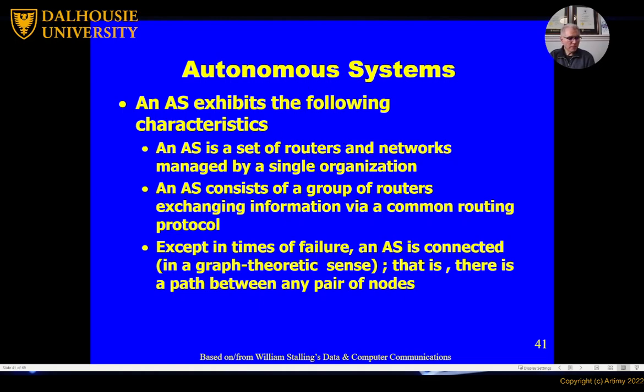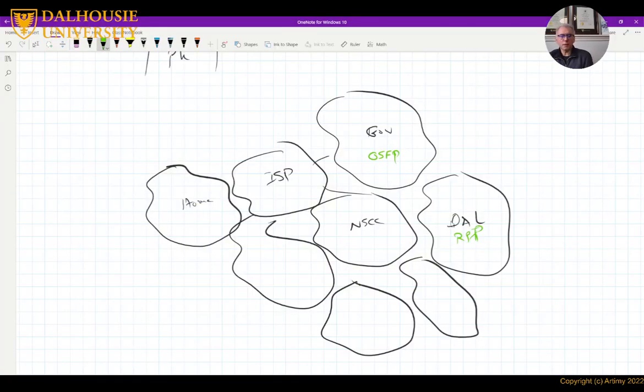Each one of these networks that fall under a different administration, we call an autonomous system, which is simply a network, doesn't matter how big, that falls under one administrator. So the Dalhousie network is under one administrator, the Nova Scotia government network is a different administrator, the college network is a different administrator, a hospital network is under a different administrator, and so on.